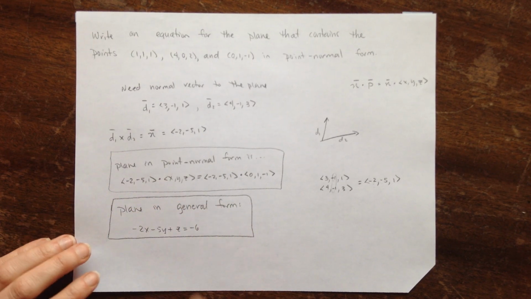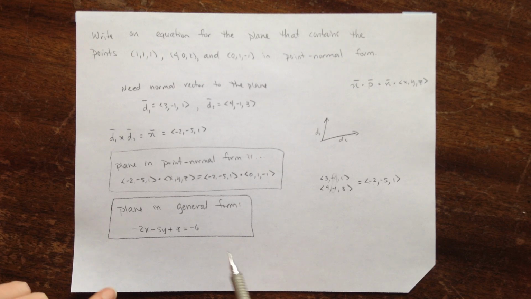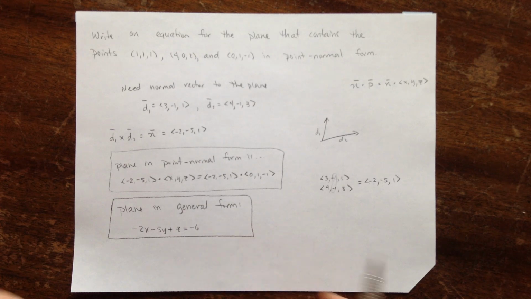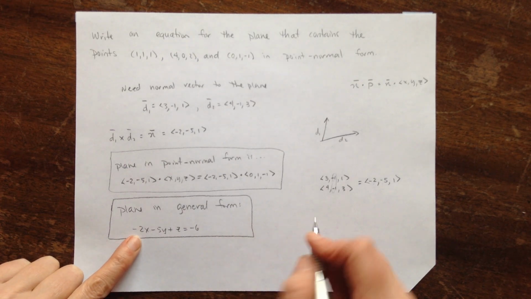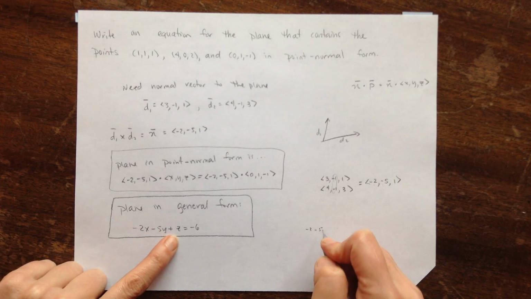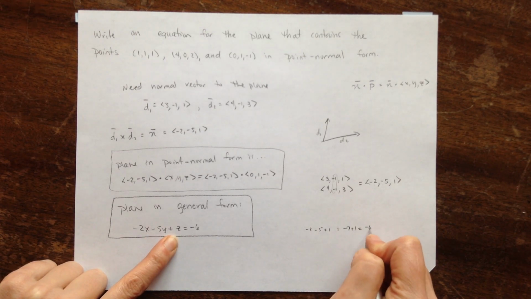And it's a good idea here, once you get the plane in general form, to check and make sure the points really do satisfy this equation. So if I plug in x equals 1, y equals 1, z equals 1, I better get negative 6. So if I plug in x equals 1, I get negative 2, y equals 1, I get negative 5, z equals 1, I get negative 7, plus 1 is negative 6.